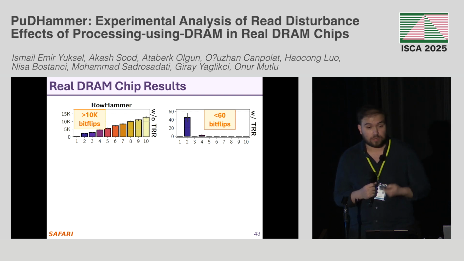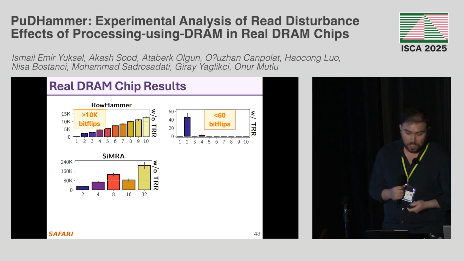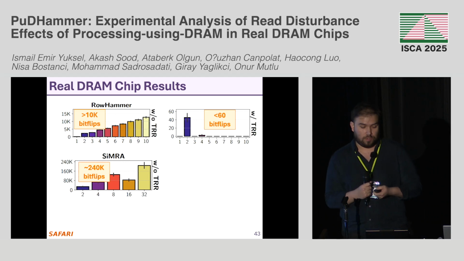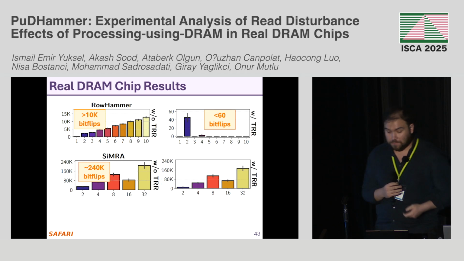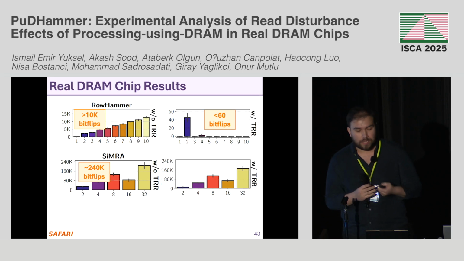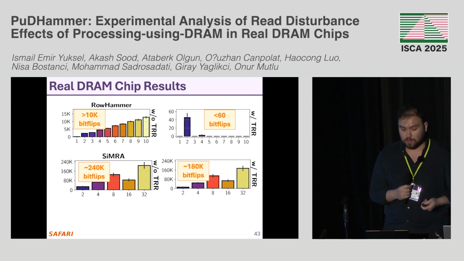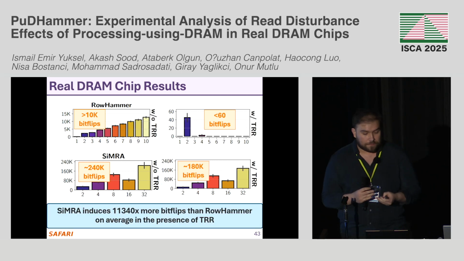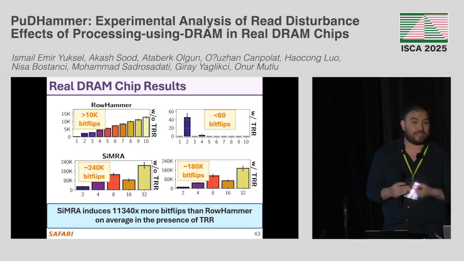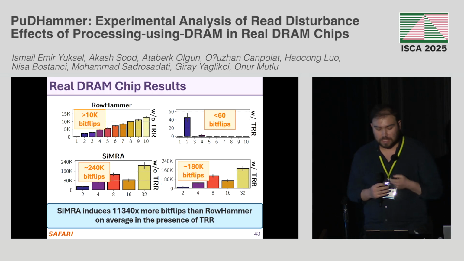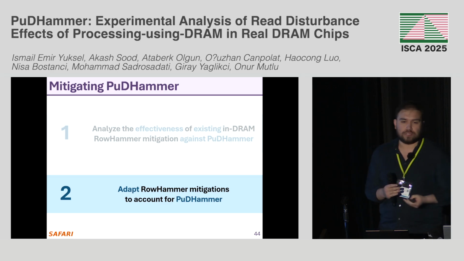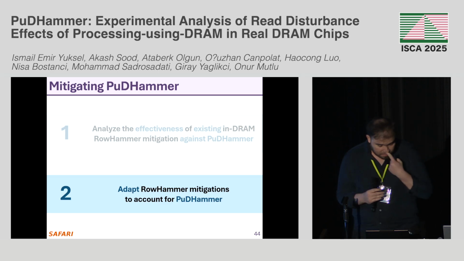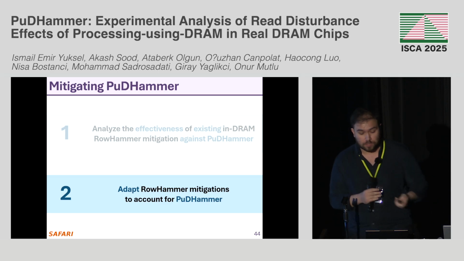So now let's see simultaneous multiple row activation, SIMRA. Without TRR, it induces a lot of bit flips, 240,000. With TRR, it still induces a lot, 180,000 bit flips. And on average, SIMRA induces more than 10,000 times more bit flips than RowHammer. And we saw that TRR is not as effective against SIMRA and COMRA as it is against RowHammer.